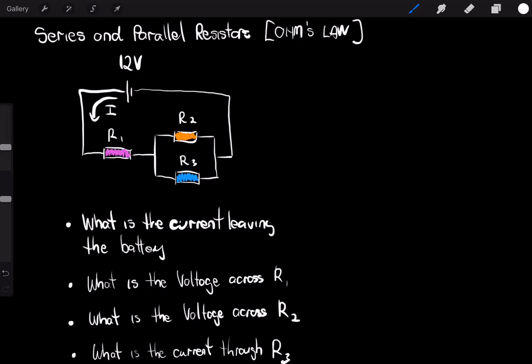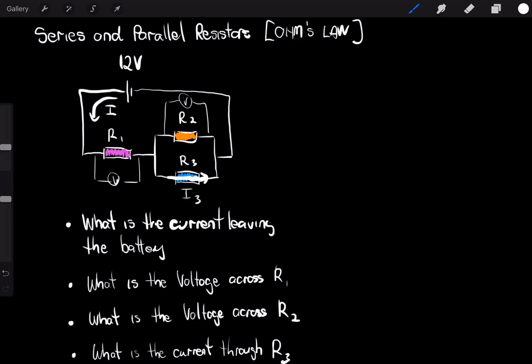What's the voltage across R1? So what would the voltage be across R1? What's the voltage across R2? And what is the current through R3? So we'll call that I3 if we like. So they're the things we wish to work out.